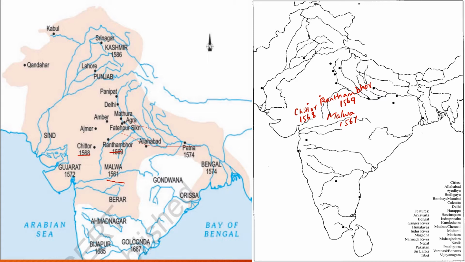The next two important places are Patna and Bengal. You can mark Patna in this region here. Patna is in Bihar. It is the present day capital of Bihar.